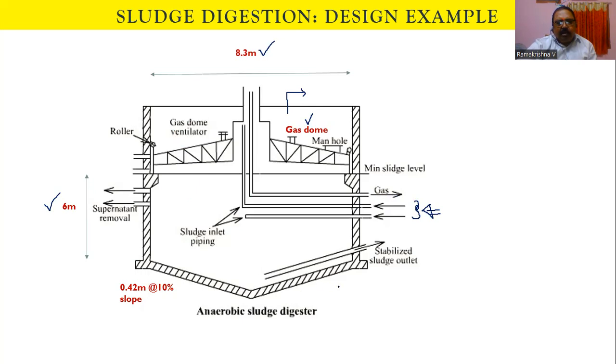And then here the bottom sludge slope, usually 1 is to 1 is what is normally provided, or 10% slope minimum. So what does 10% slope minimum mean? So this is your slope. This is nothing but d by 2, where d is the diameter. So this is your y. Therefore, y by d by 2 is equal to 10% slope, that is 10 by 100, and d is equal to 8.3 meters. So therefore, y is equal to 0.42 meters.